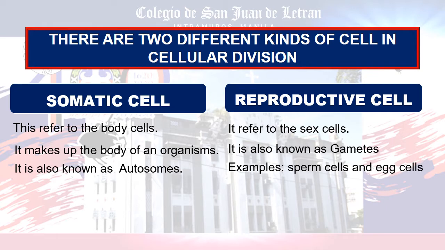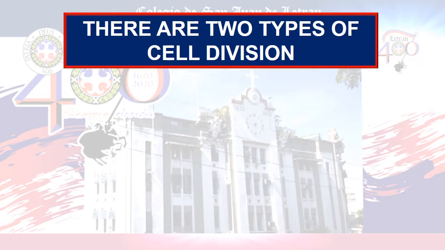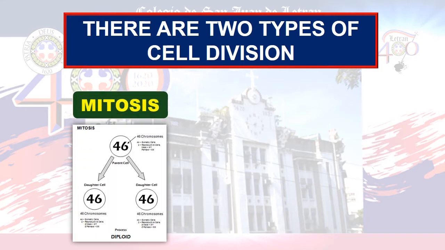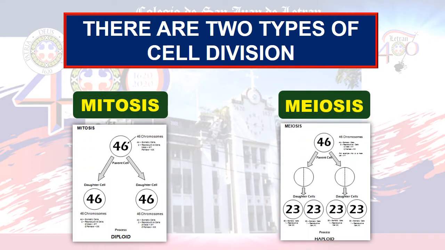Gametes or reproductive cells are an organism's reproductive cells. They are also referred to as sex cells. Female gametes are called ova or egg cells, and male gametes are called sperm. Let's now move on to the different types of cell division. We have mitosis and meiosis.